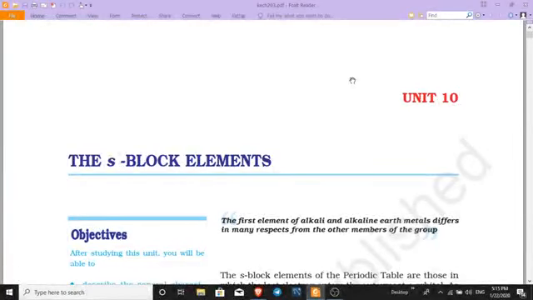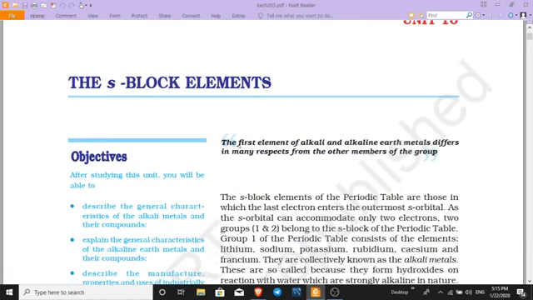हेलो फ्रेंड्स, आज हम लोग क्लास 11 केमिस्ट्री चैप्टर 10 जो एस ब्लॉक एलिमेंट है उसे पढ़ेंगे। तो उसे बेसिकली हम, the first element of alkali and alkaline earth metal differ in many respects from the other members of the group.